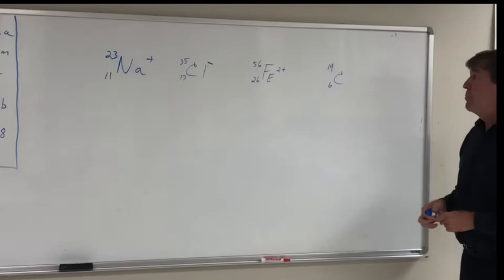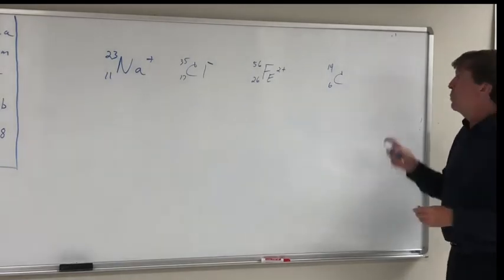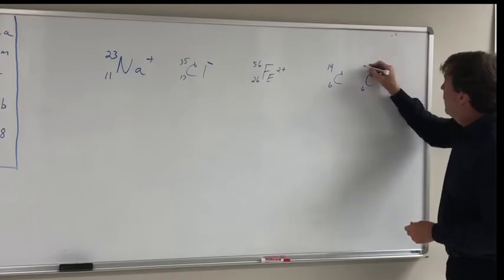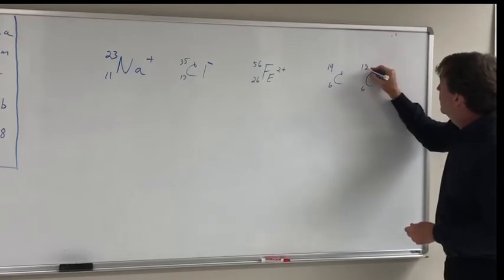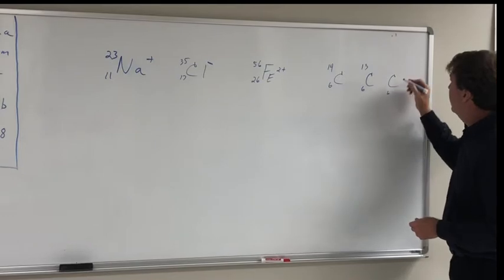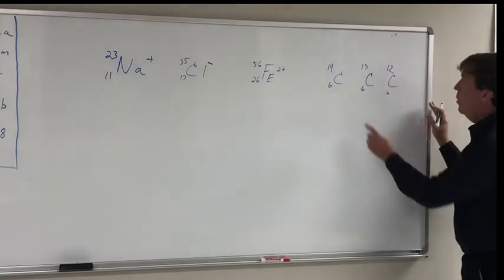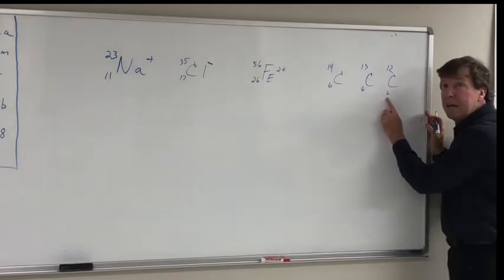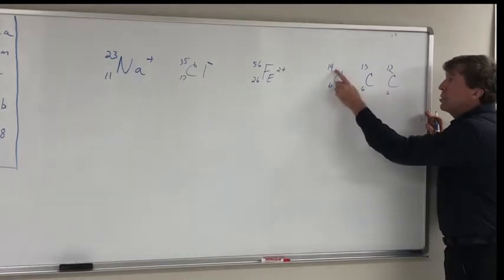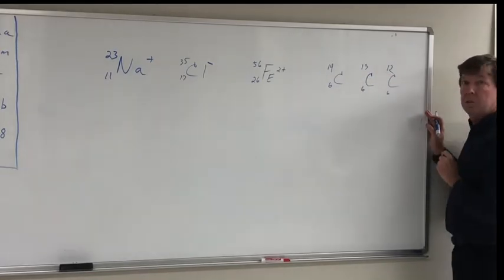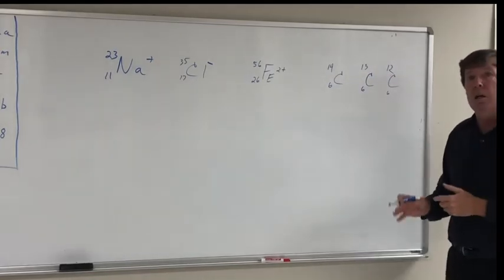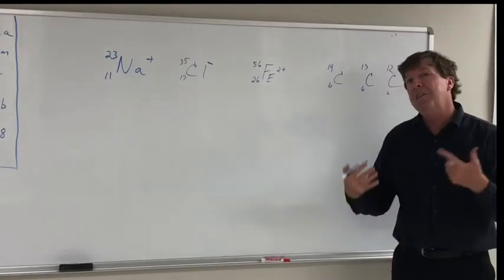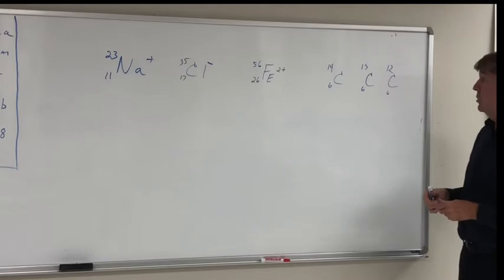This is carbon, and this is an isotope of carbon. Another isotope of carbon is this. And another isotope of carbon is this. Notice all these forms of carbon have the same number of protons, the same atomic number. But notice they differ in their number of neutrons. So that's what isotopes are. They have the same atomic number, same number of protons, but they differ in the number of neutrons.